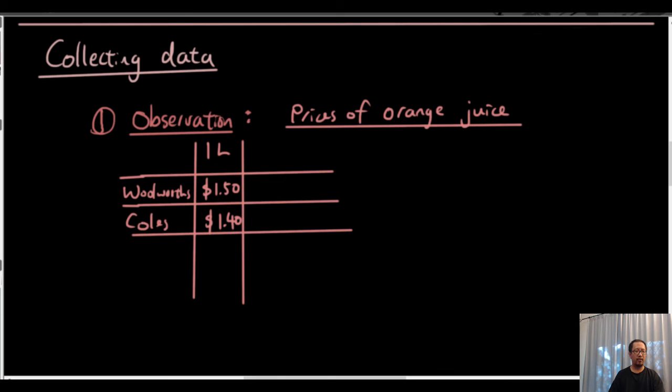Let's say 1.5 liters. It might cost $2 at Woolworths and $2.10 at Coles or something like that. So that's one way of collecting data, by observation.